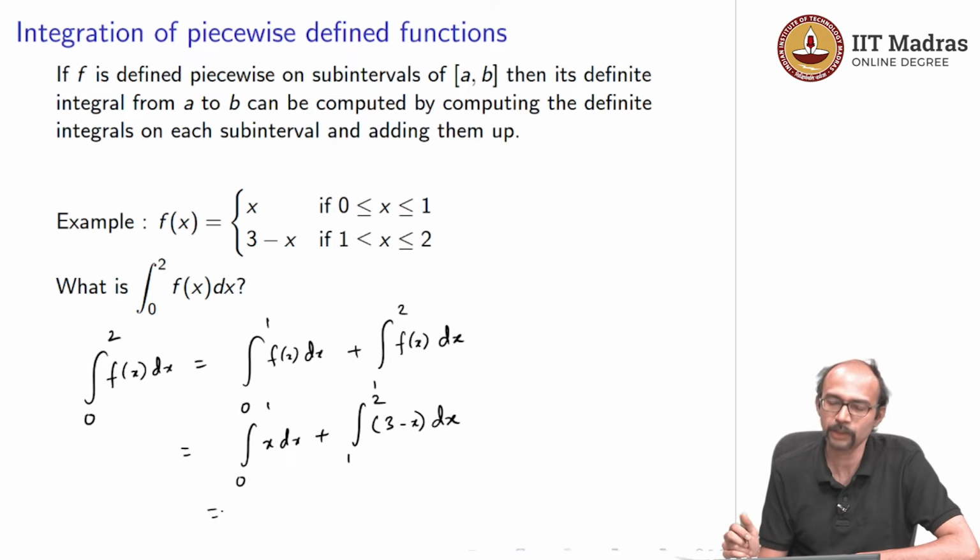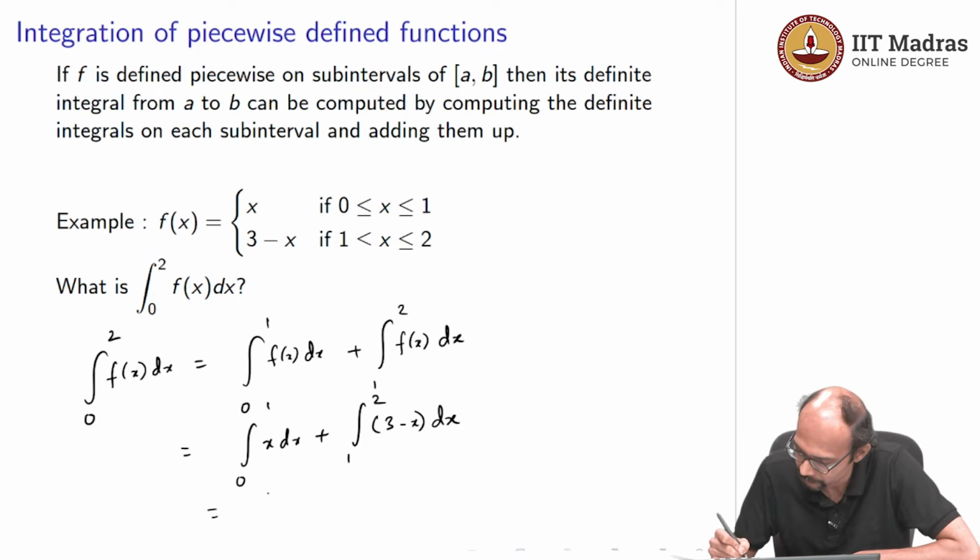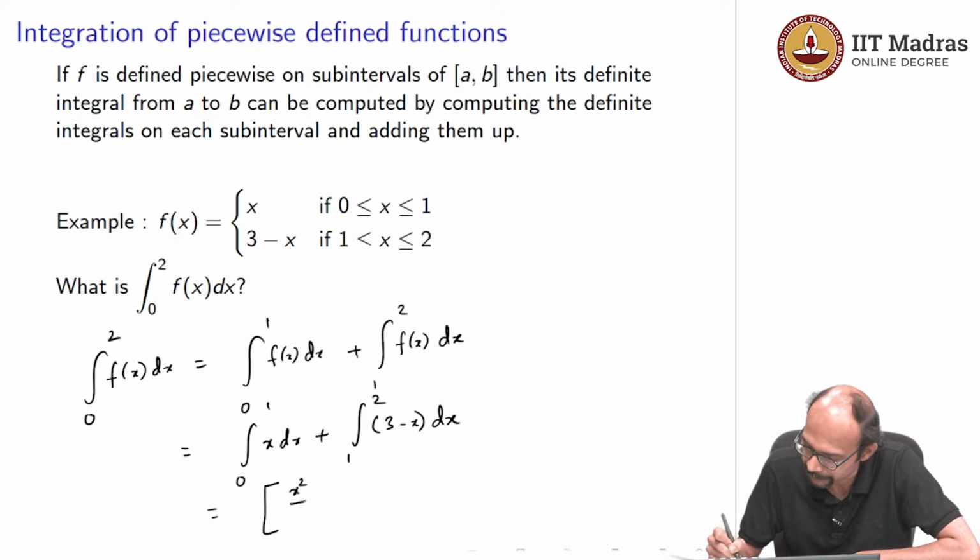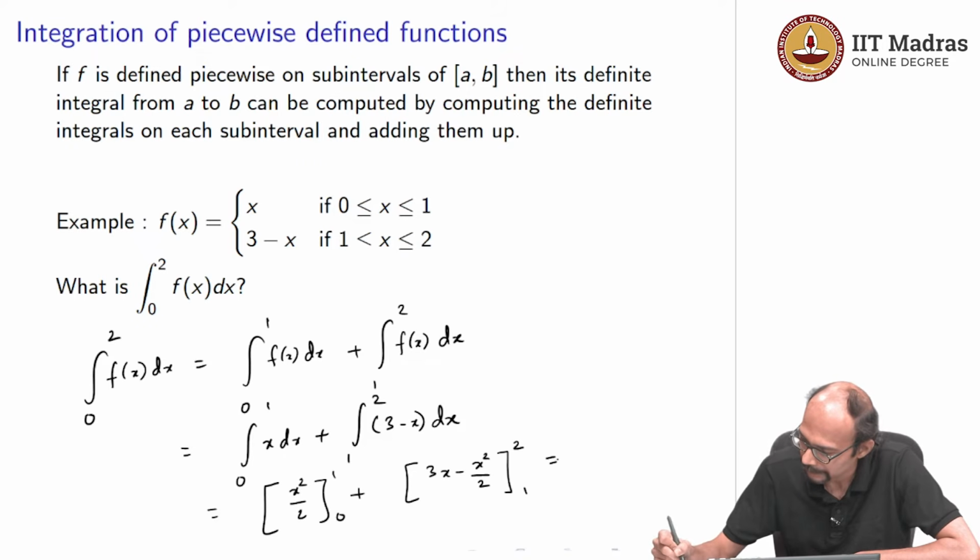So, this function is not continuous at the point 1, but that is okay. If it is not continuous at a few points, we can still do our integrals, no problem. So we just do them as we usually do. This is x squared by 2 from 0 to 1 plus, excuse me, for 3 minus x, the integral will be 3x minus x squared by 2 from 1 to 2, and now I will evaluate this rather fast.